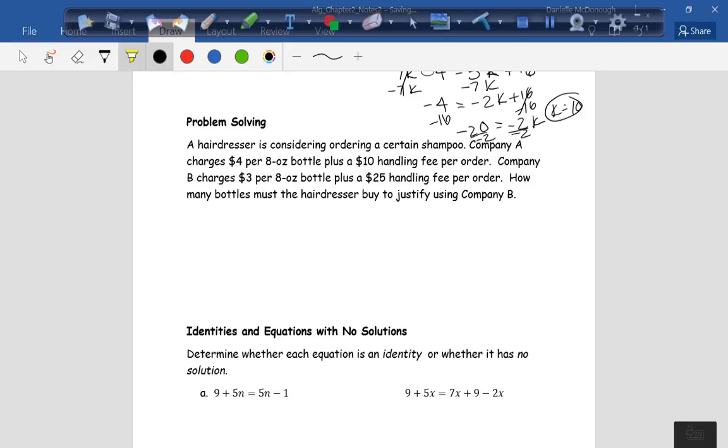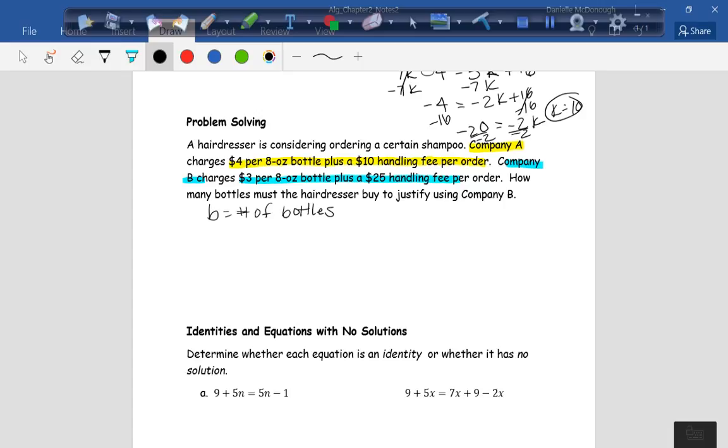So, a couple things here. Company A, it's $4 per bottle and a $10 handling fee. Company B is $3 per bottle and a $25 handling fee. So if you notice, it's cheaper per bottle for Company B, but the handling fee is more. So basically what we want to do is find the break-even point here. We want to know when it's going to be the same. And so then that way we can figure out when is it going to be better to use Company B. I'm going to let B represent the number of bottles.